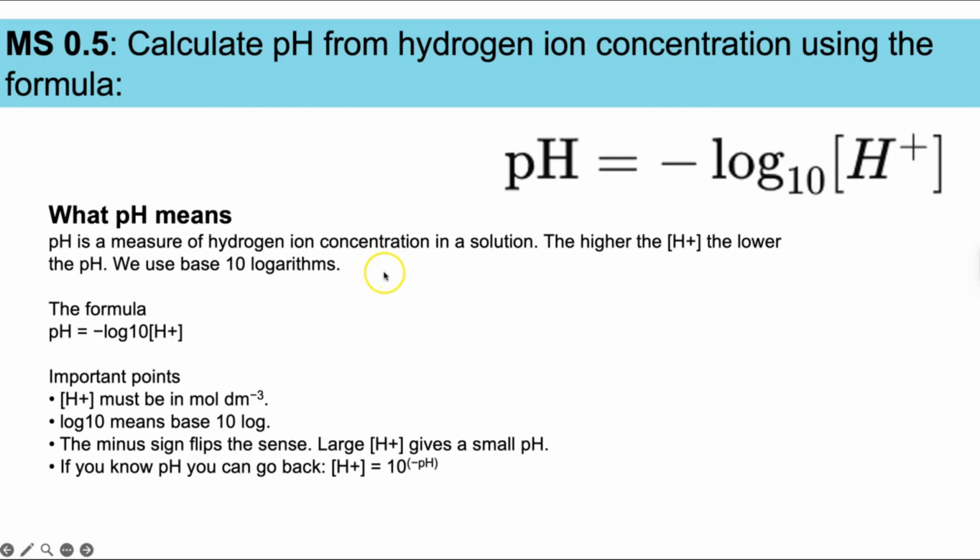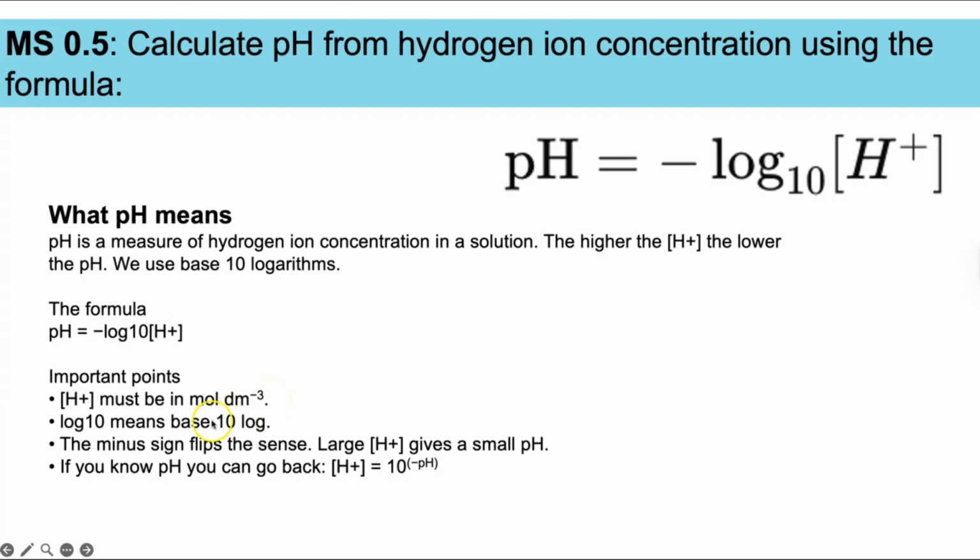First of all, pH is a measure of the hydrogen ion concentration in a solution. The more hydrogen ions there are, the lower the pH, and that's why acids, which release hydrogen ions, have pH values lower than 7. The formula that we use is pH equals minus log to the base 10 of the hydrogen ion concentration. The square brackets around H plus just mean concentration, and it must be in moles per decimeter cubed, which we can see here.